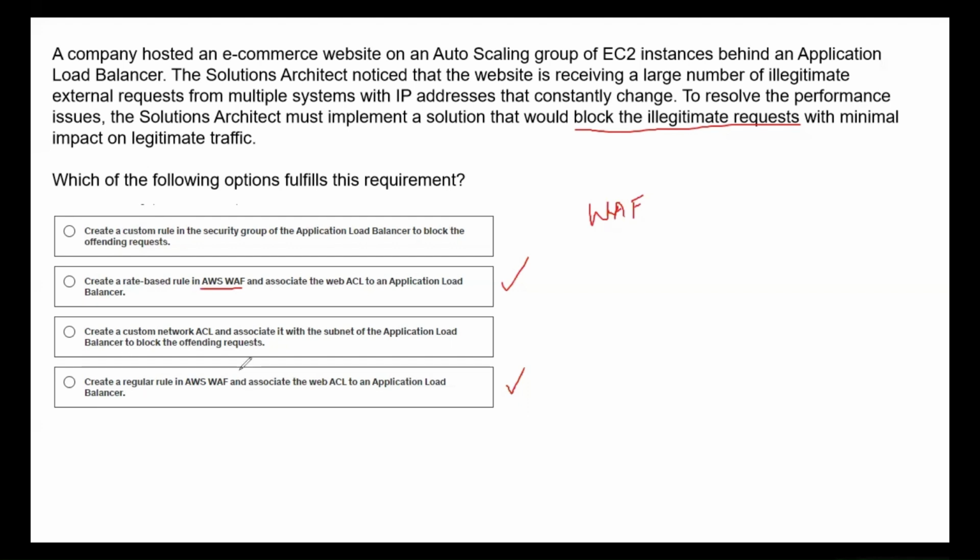Since they are saying that we need to implement a solution that would block the illegitimate request with minimal impact on the legitimate traffic, because of this hint, we have to go with the answer rate-based rule. So we have to create a rate-based rule in the AWS WAF and associate a web ACL, which is the web access control list, to the application load balancer, right? So basically, in that case, option 2 is the correct answer.